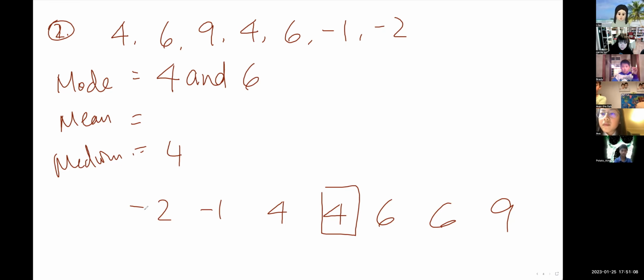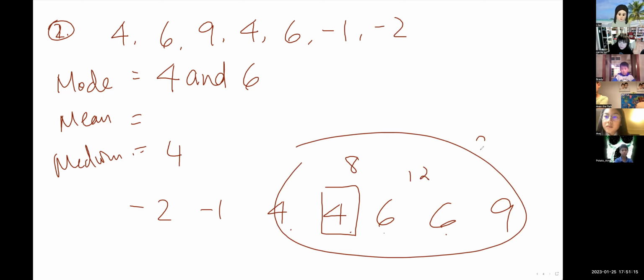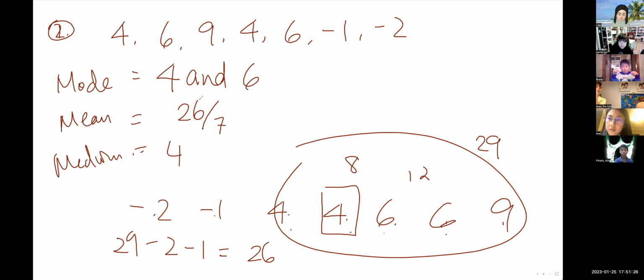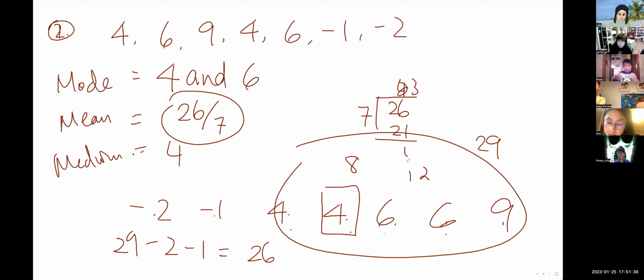Okay, so let's take a look at this one. 4 plus 4 equals 8. 6 plus 6 equals 12. So all the positives added together equal 29. So 29 minus 2 minus 1 equals what? Equals 26. So 1, 2, 3, 4, 5, 6, 7. So 26 divided by 7. If you don't know how to do that, Potato King, 26 over 7 is good, okay? If you want to go further, 26 divided by 7, so 3, 21, so 5. So the answer is 3 and 5 over 7. So that is the answer.